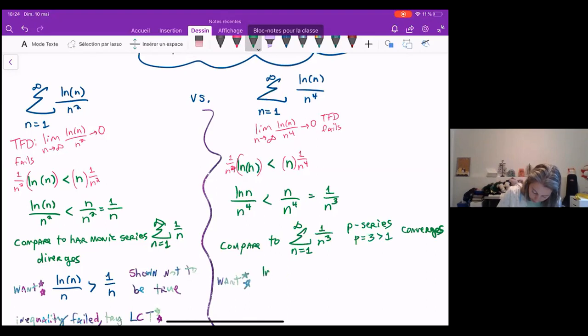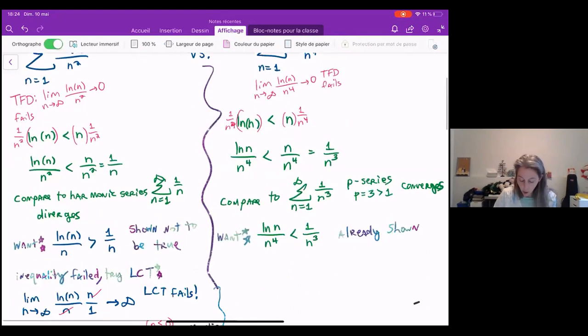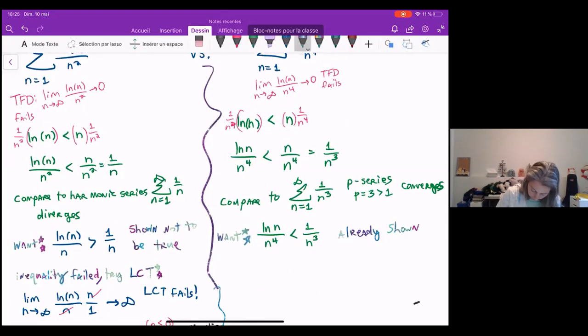So then what I want is for ln n over n to the 4th to be less than 1 over n cubed, and this was already shown. So this one right here converges by comparison.